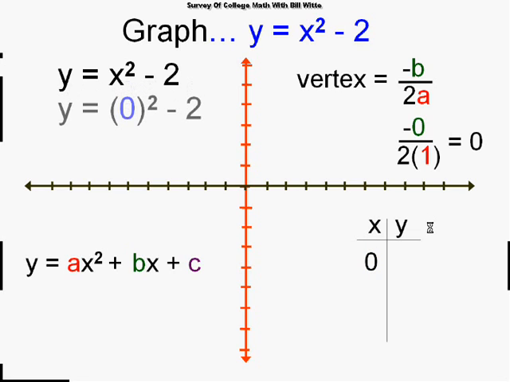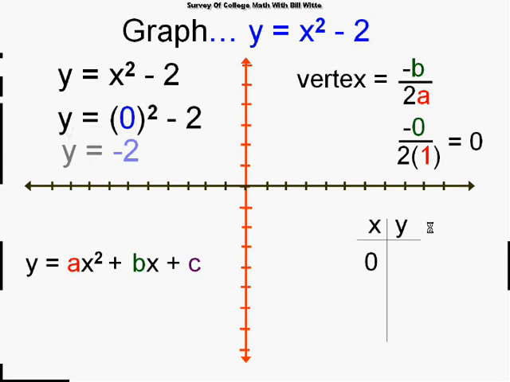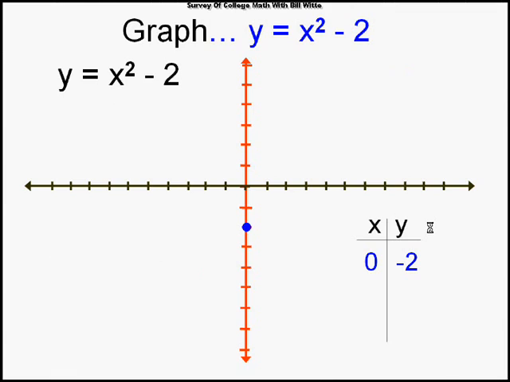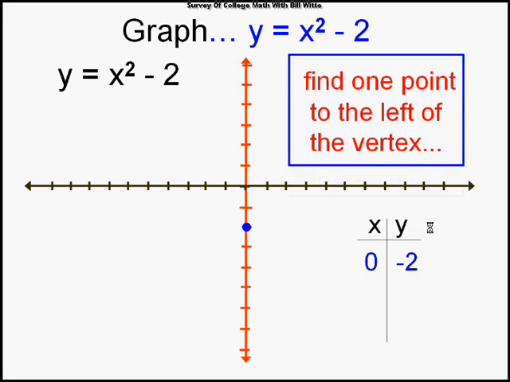I love 0. If I put in a 0 for x, I'll get 0 squared minus 2. I'll get minus 2. And I know the point 0, -2 is on there, but I know more. I know that it's the vertex. Well, if I know it's the vertex, let me do 1 point larger than that. 1 point to the left and 1 point to the right. I'll start off with 1 point to the left.